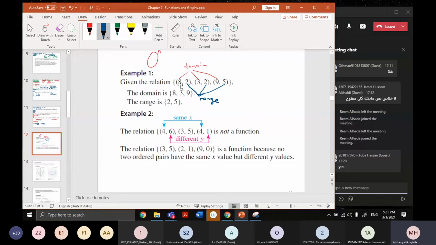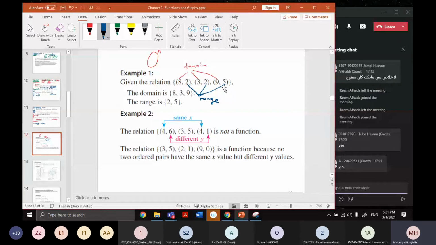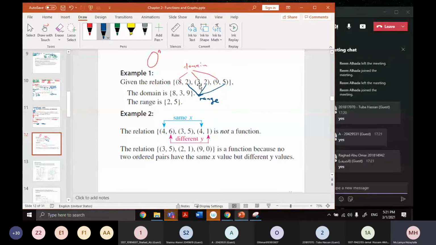Question: can we call this a function, or is there a problem? Is it a function? Yes, it is a function. I have to look at the 8 with 2: is there another 8? No. 3 with the 2: is there another 3? No. And 9 with the 5: is there a 9 with something different than the 5? No. So it is a function.